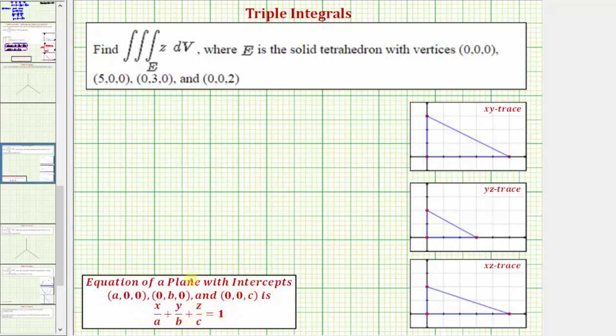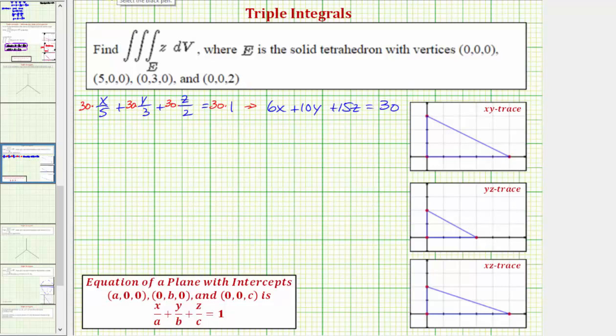And because we have the intercepts, we can write the equation of the plane in this form here, where our equation would be x divided by 5 plus y divided by 3 plus z divided by 2 equals 1. Let's go ahead and clear the fractions from this equation by multiplying through by the least common denominator, which would be 30. So multiply everything by 30. And simplifying, here we'd have 6x plus 10y plus 15z equals 30.